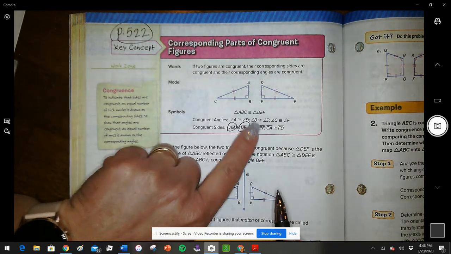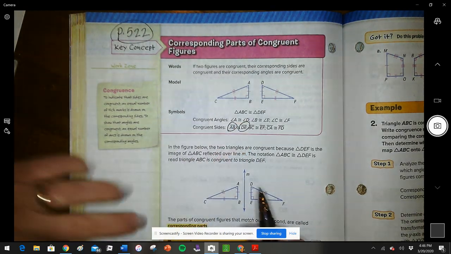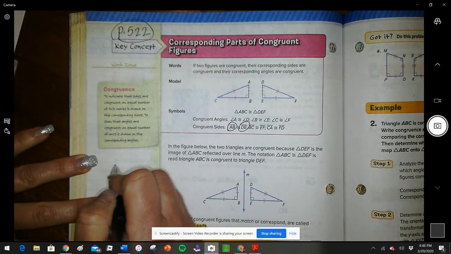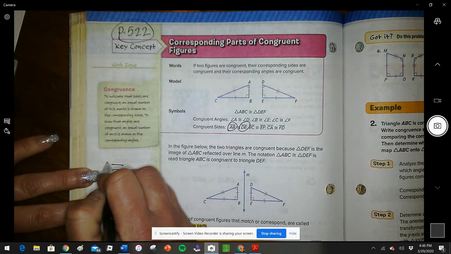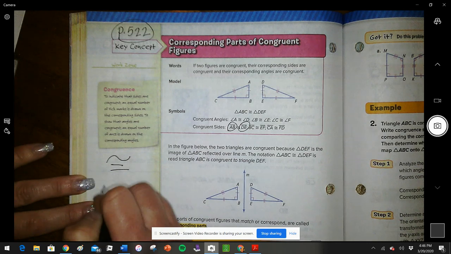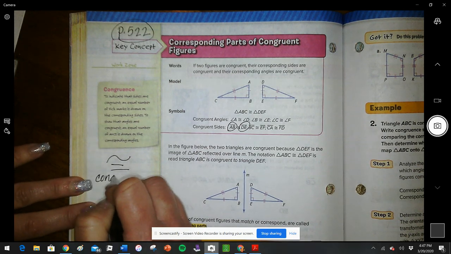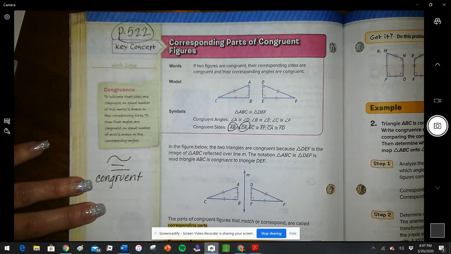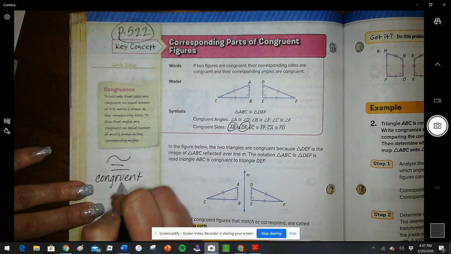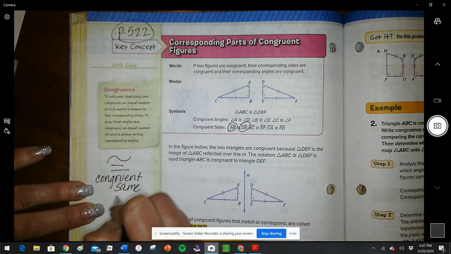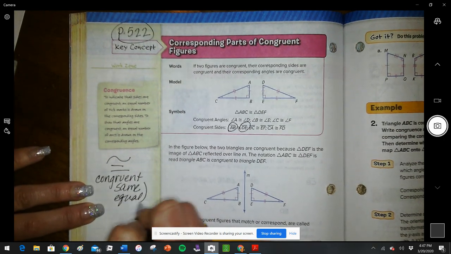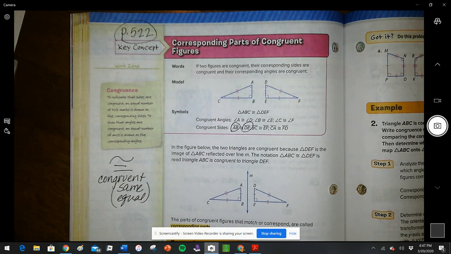Okay. That little symbol that you see right here, that is the congruent symbol. So this equal sign with this squiggle line on top, that means that something is congruent. Okay. What does congruent mean? Congruent means it's the same. They're equal to each other. That's what congruent means.